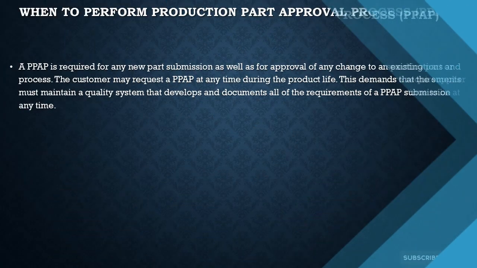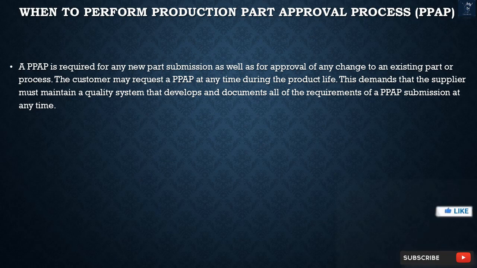When to perform production part approval process, PPAP. A PPAP is required for any new part submission as well as for approval of any change to an existing part or process. The customer may request a PPAP at any time during the product life. This demands that the supplier must maintain a quality system that develops and documents all of the requirements of a PPAP submission at any time.